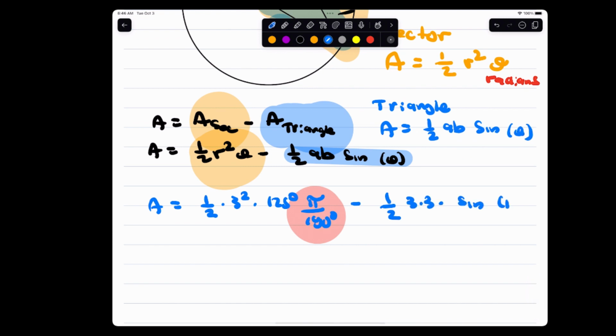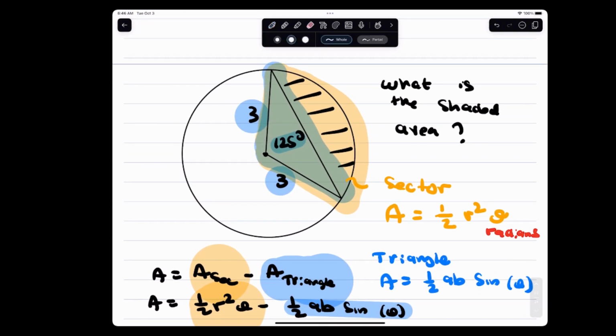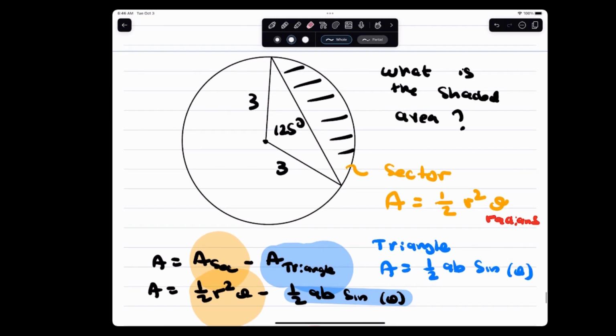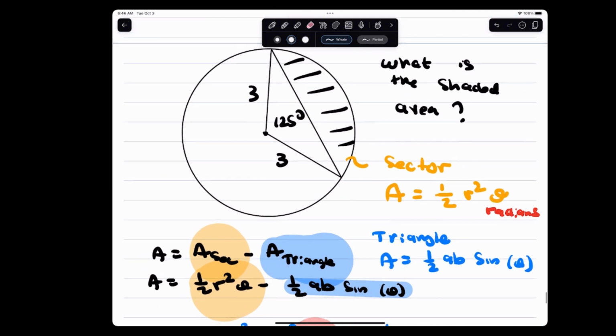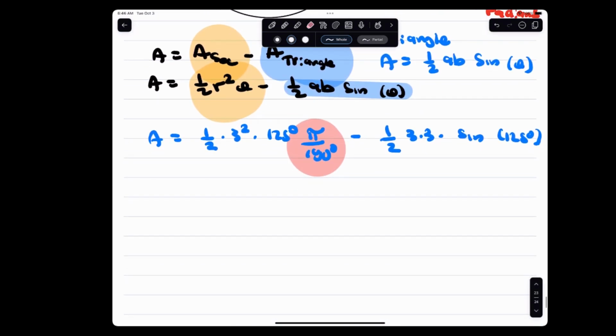Sine of 125 degrees. So I want people to really look at this and say, is that how you find the area of that shaded portion? And the answer is yes. That's what you want to do. So that's how we find it. So it's the area of the sector, and then they threw out the triangle. That's why they subtracted.